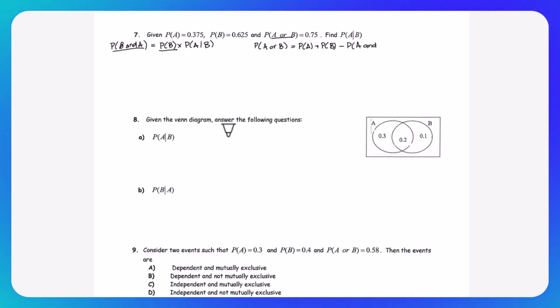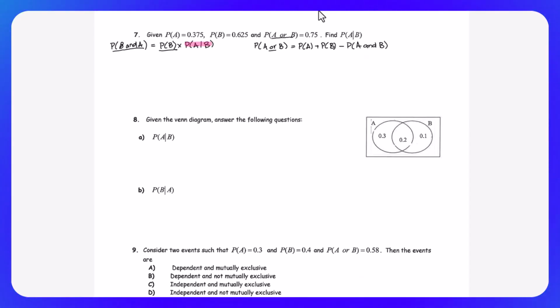Remember, that's the overlapping area of the two parts of the Venn diagram, the A and B. Because they're overlapping, we have to subtract one of them away to get the correct probability of the OR. So in this case, we actually have to use the not mutually exclusive formula first in order to solve the first equation here for the probability of A given B.